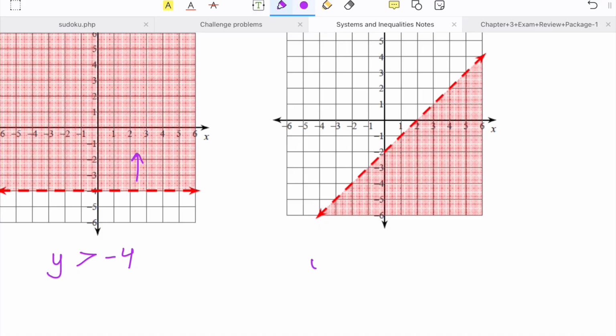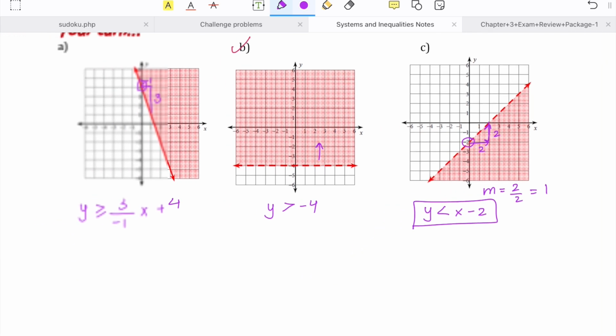This one, it's below, so y is less than. No solid line, so no equal to. Your slope will be 1, because if you look at this point, we're going up by 2, and we are going right by 2 as well. 2 over 2 is 1. x plus b, which is negative 2. So that will be your answer.